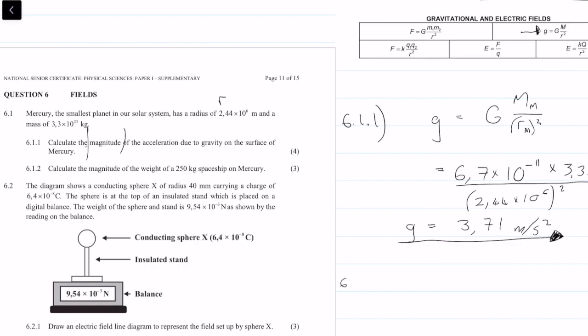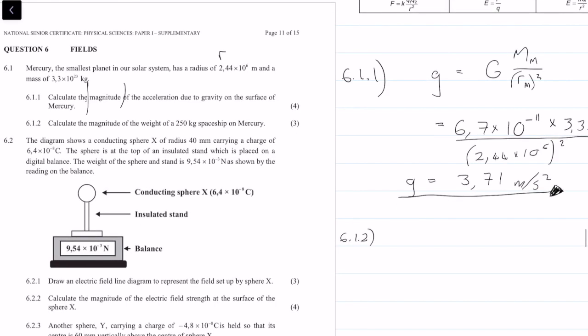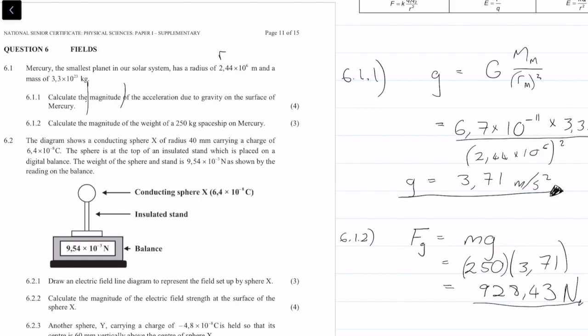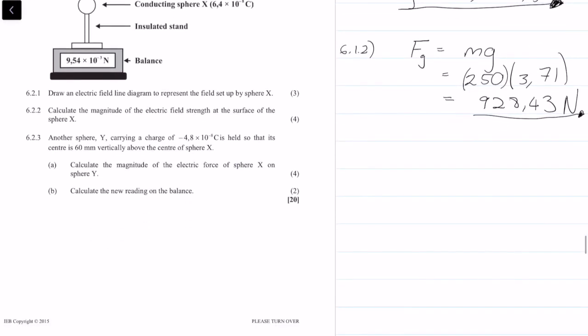Moving on to 6.1.2, it says calculate the magnitude of the weight of a 250 kilogram spaceship on Mercury. So we know that the force of weight, or Fg, is equal to the mass times the gravitational acceleration. Usually we say that it is 9.8, but that is for Earth. But this is for Mercury, so it's the value that we calculated, and the mass is still 250 kilograms times 3.71 meters per second squared, and that gives us a value of 228.43, and the value is in newtons because it is a force. And again it asks for the magnitude. Cool stuff, so now we can go to the next question.